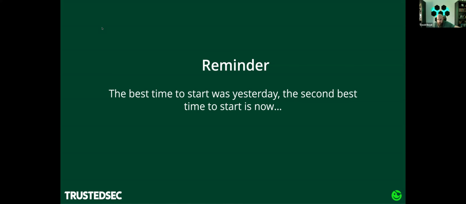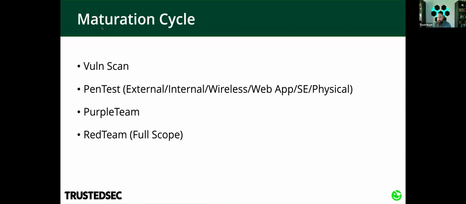Things will improve over time, but you won't know what's wrong until you know what's wrong, and you can't improve what you don't know. So get started on that. Nick, you want to talk about the maturation cycle?